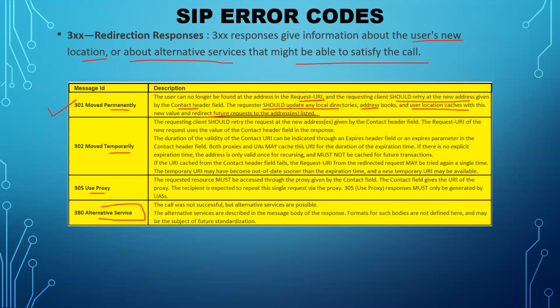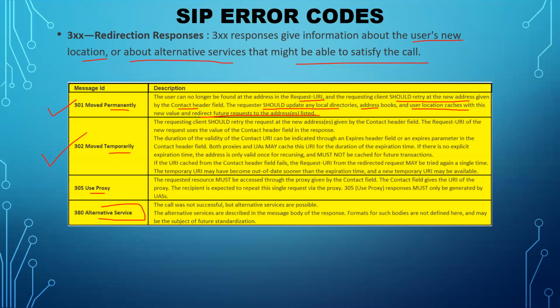So once it gets a response of 301, it will get all the information from the server and store it in the user location cache with the new values, so that if there is any request in the future, it will go directly to the new address. It will not send it to the old one and then redirect it. It will send it directly to the new address, right? Redirect future requests to the addresses listed.